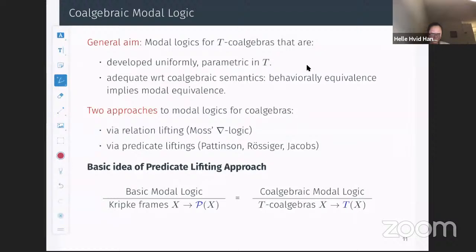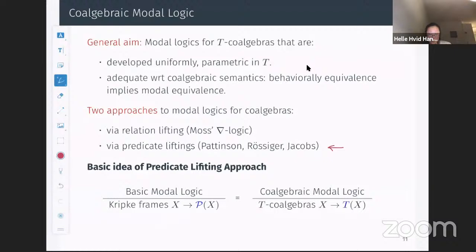And now, as I mentioned, there are two main approaches to coalgebraic modal logic. One is via relation lifting and one is via predicate lifting. I'm going to focus on the predicate lifting part, because it's the one that most closely resembles, or let's say generalizes, the situation that we have from basic modal logic, and it has inspired much of the work in coalgebraic modal logic. At the end, if I have time, I will also explain how the relation lifting approach works.